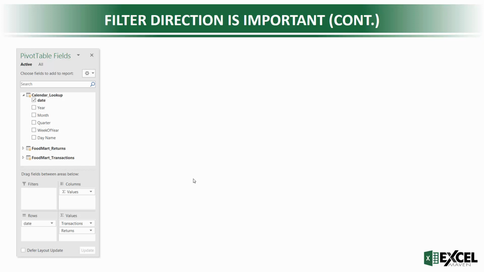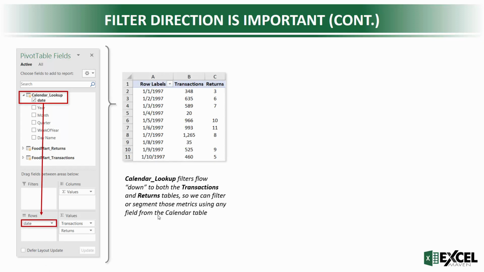You'll see it looks just like a regular pivot table field list, except we have access to multiple tables now in our model. And if we were to grab that date field from the calendar lookup and pull it down into the row labels, we could see something like this. We're analyzing transactions and returns as our values, broken down by that date field from the calendar lookup. So when we do this, those returns values look good. They're properly filtered, they're properly segmented by date, because it's properly related to the calendar lookup table.